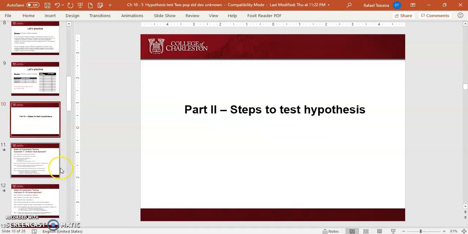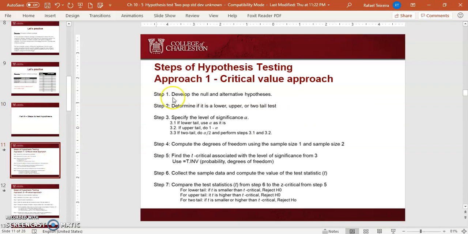Okay, so I have proposed the steps to test this hypothesis. We have approach 1, which is the critical value approach. The first step is to develop the null and alternative hypotheses. Step 2 is to determine if it's lower, upper, or two tail. I just did that. Step 3, specify the level of significance, and depending on whether it's lower, upper tail, or two tail, you have to do additional computation to be able to use it here.